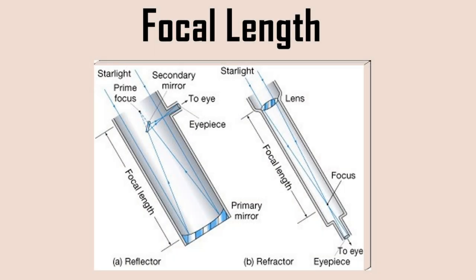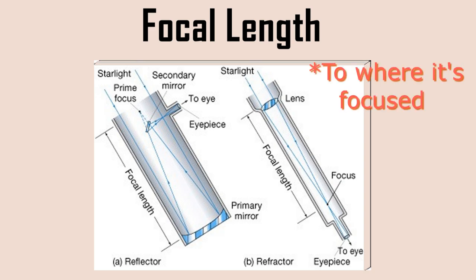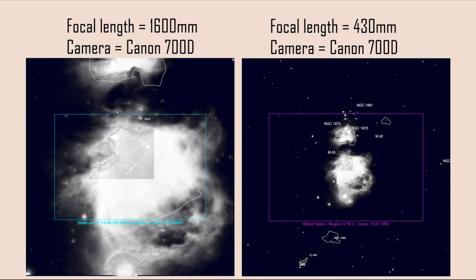Focal length is the distance from the primary mirror or lens to where the image is formed. If we take, for example, an image of the Greater Eye Nebula with both a long and short focal length telescope, the nebula will appear large in a narrow field of view with the long focal length telescope, and small in a large field of view with the short focal length telescope. I should probably add this is for a given sensor size.